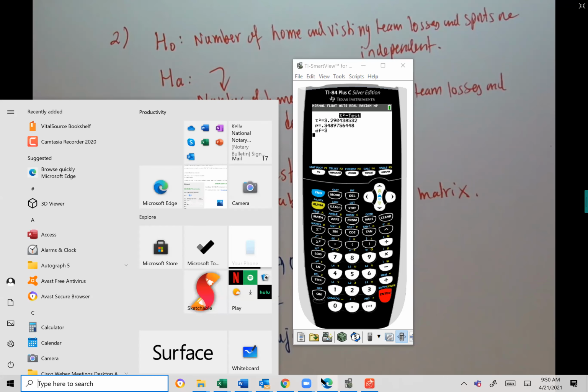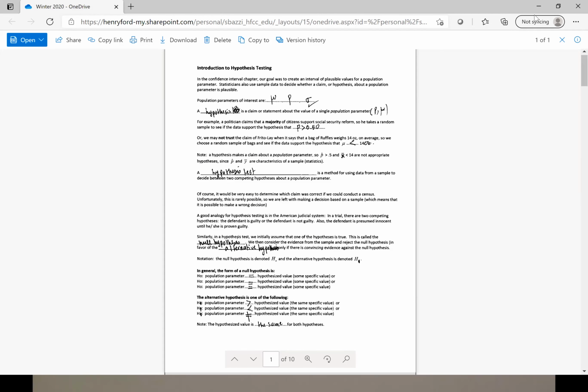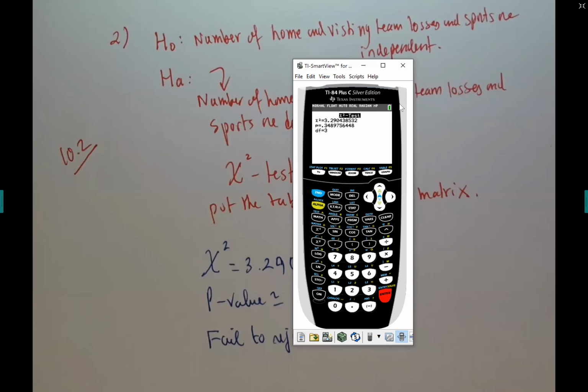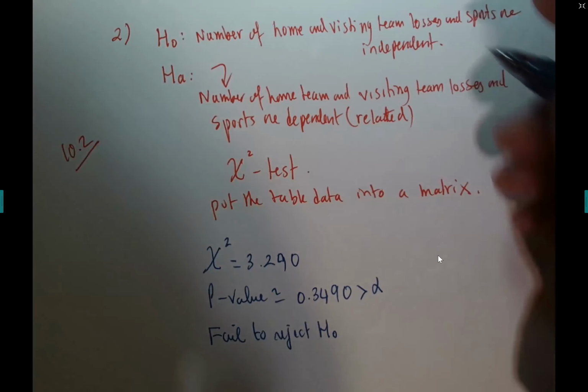Okay. Test the claim that the number of home team and visiting team losses is independent. Once you see the word independent, guys, you know that the claim is in H0. When he says related or dependent, then the claim is in HA. So just keep that in mind, please, when you do that. So I'll close this and I'll bring back the screen. We don't need this now. All right. So my claim, guys, happens to be here.